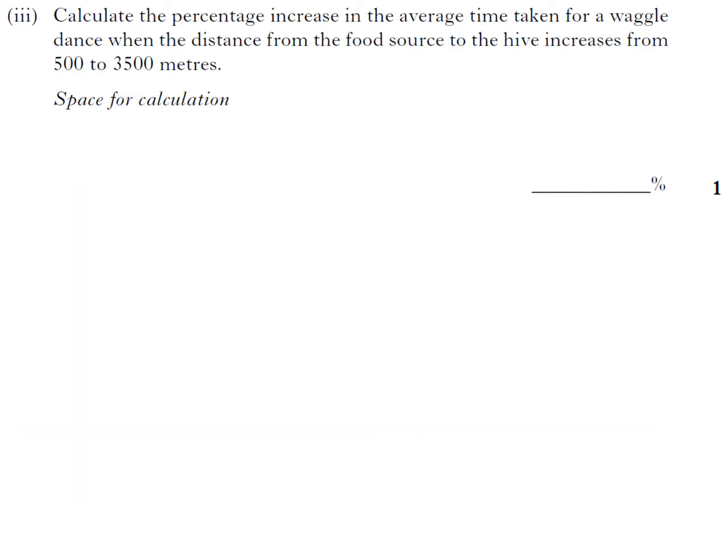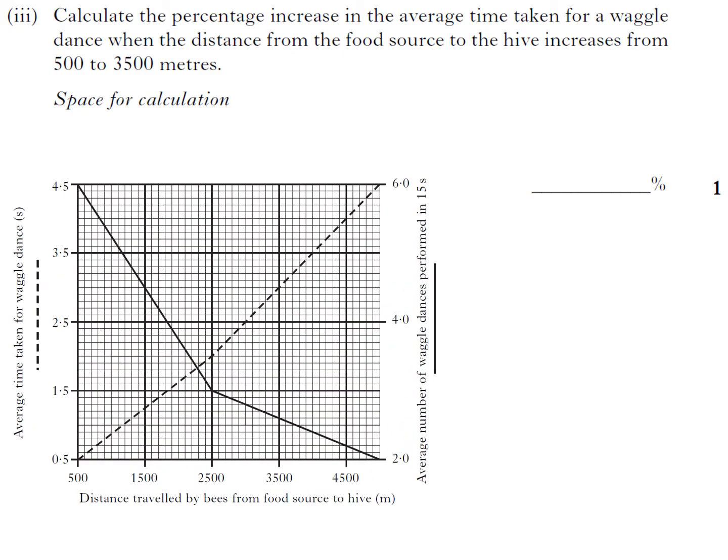Okay. Percentage increase. Yet again, you guys are not getting percentages very often. You're getting percentage increase or percentage decrease. So in the time taken, so we're going to this one again. When the distance from the food source increases from 500 up here to 3,500. Okay, so we're looking for the dotted line, so we're starting here at 0.5 and we are going to here, which is midway between these two, so that's not too bad, so that's going to 3.